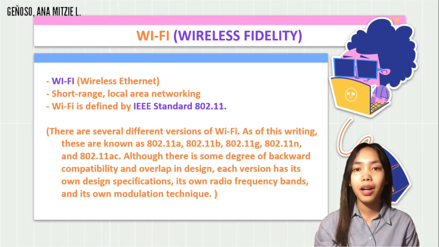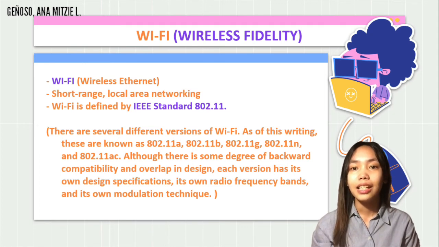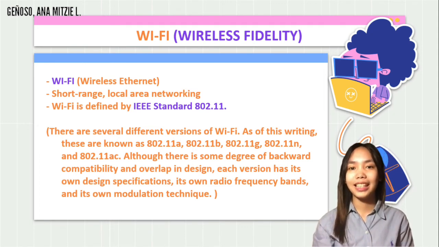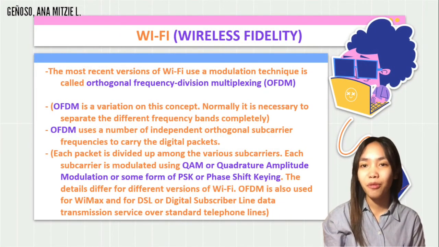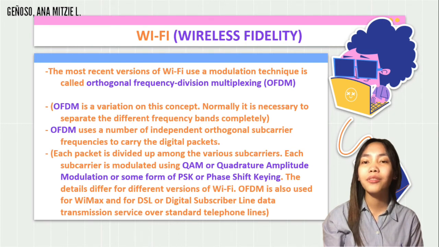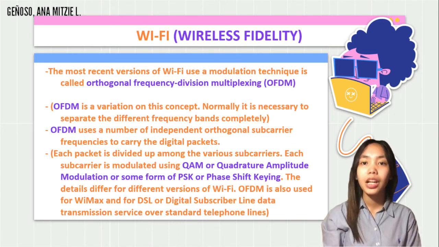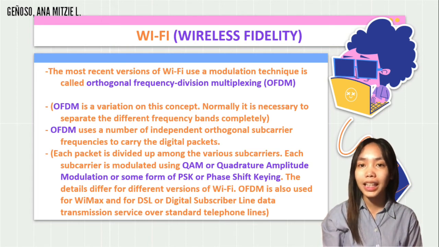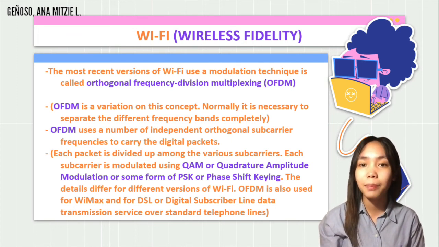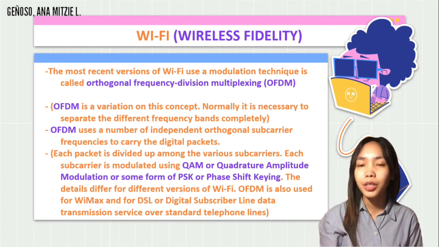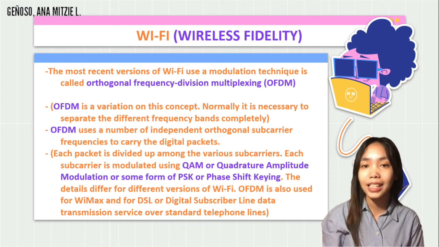Although there is some degree of backward compatibility and overlap in design, each version has its own design specifications, its own radio frequency bands, and its own modulation technique. The most recent versions of Wi-Fi use a modulation technique called orthogonal frequency division multiplexing, or OFDM. OFDM uses a number of different orthogonal subcarrier frequencies to carry the digital packets, and each of these packets is divided up among the various subcarriers. Each subcarrier is modulated using QAM, or quadrature amplitude modulation, or some form of PSK, or phase shift keying.